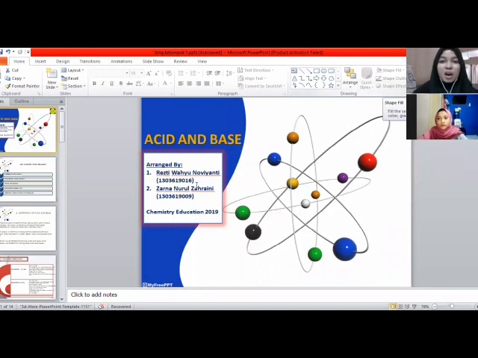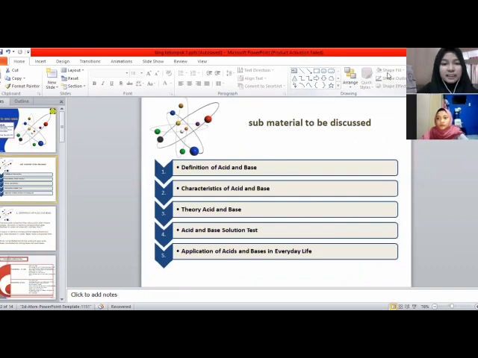On this occasion, we will explain about acid and base. This is the outline that we will explain. 1. Definition of acid and base. 2. Characteristic of acid and base. 3. Theory of acid and base. 4. Acid and base solution test. 5. Application of acid and base in everyday life.